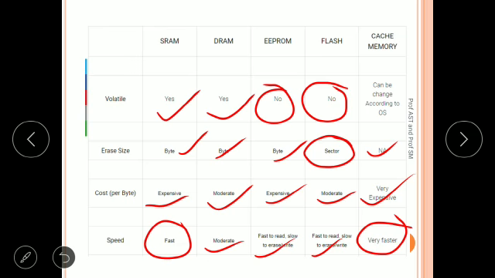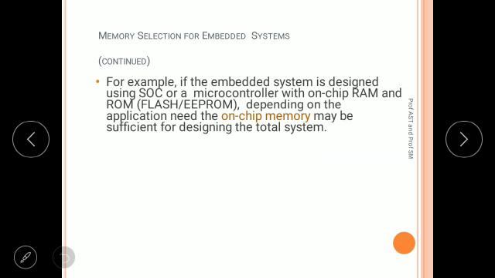Now we'll go with the next part: memory selection for embedded systems. Once again, we are continuing with the same discussion. For example, if the embedded system is designed using a system on chip or microcontroller with on-chip RAM and ROM, such as flash memory, depending on the application need, the on-chip memory may be sufficient for designing the total system. If we have bought a system on chip or a microcontroller with the on-chip memory, and if that memory is sufficient for your application, then there is no need of buying additional memory.